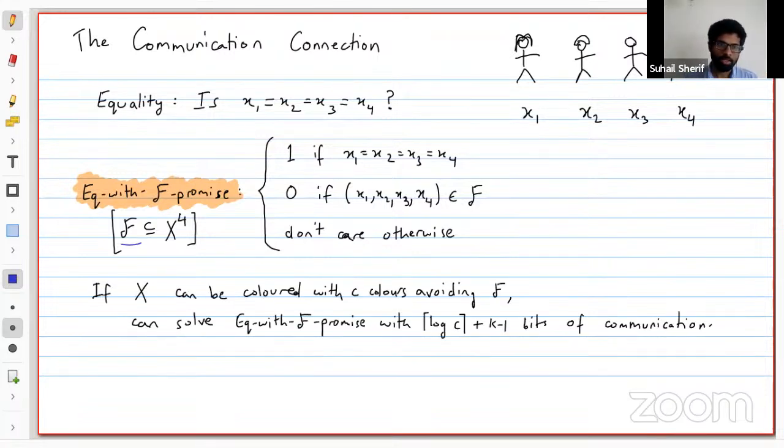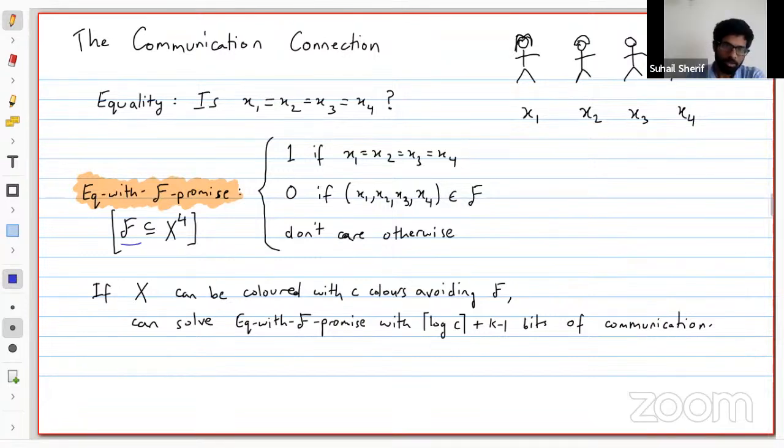Sorry. What is the model of communication? Because you've drawn multiple players. There are multiple players. Everyone can see their own inputs. They can't see anybody else's inputs. Oh, okay. And whenever they speak, everyone can hear what they're saying. So it's the blackboard model. Number in hand. Number in hand.